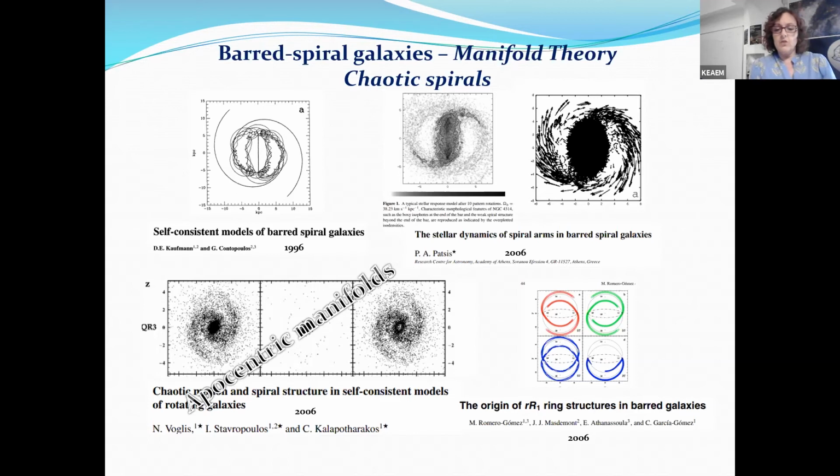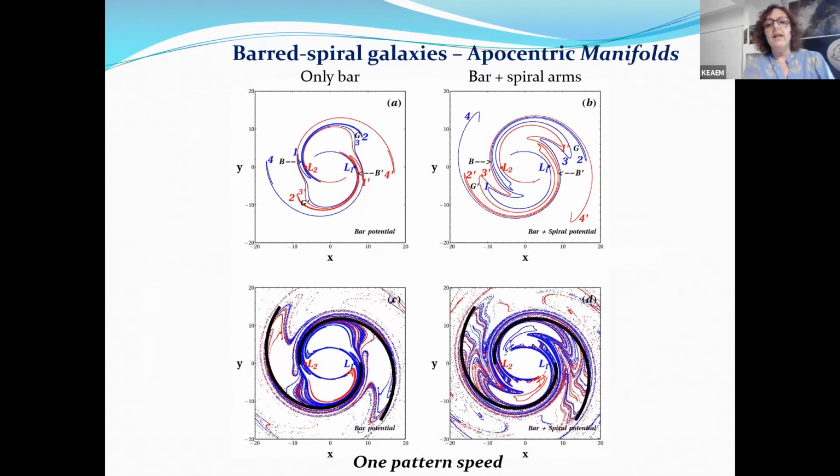There are two different versions of this theory, one called apocentric manifolds, which I am going to explain in a while, and the other, tube orbits for unstable invariant manifolds. Here we see a very nice picture of the apocentric manifolds. What are the apocentric manifolds? They are the apocenters of the orbits that have initial conditions along the unstable asymptotic curves emanating from the Lagrangian points L1 and L2 at the end of the bar.